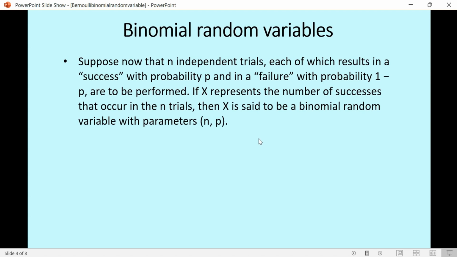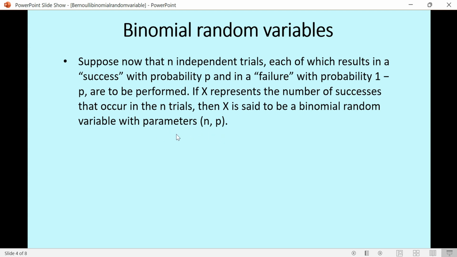Now we turn to the binomial random variable. Suppose that we have n independent trials, and each trial is a Bernoulli trial. So each trial has a success with probability p and a failure with probability 1 minus p. So there are n Bernoulli trials, right? And here we use x to represent the number of successes. So this is the number of successes, not the probability. If x represents the number of successes from these n Bernoulli trials, then x is said to follow a binomial distribution, and we call x a binomial random variable with parameters n, p.